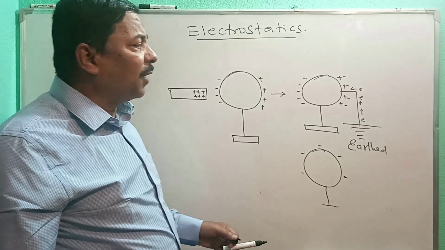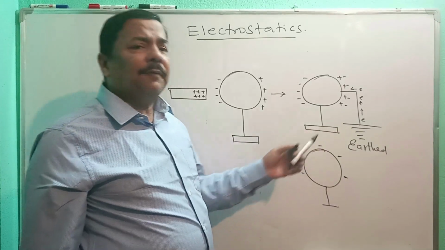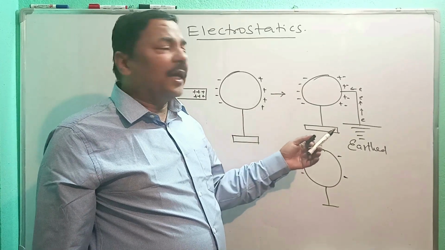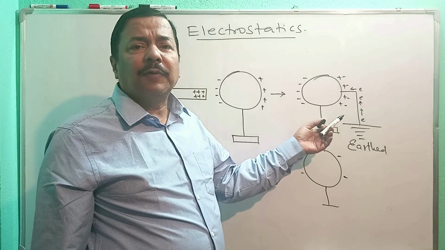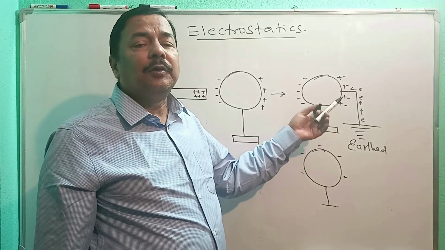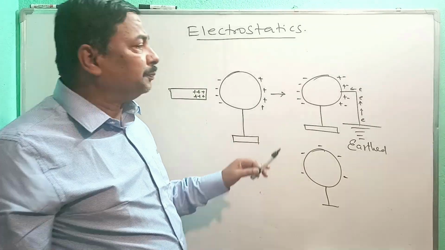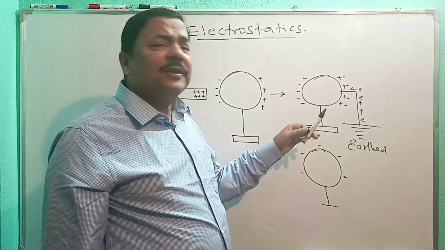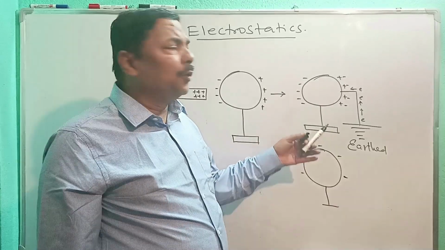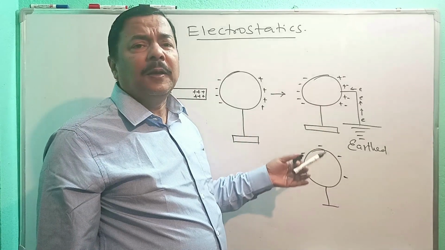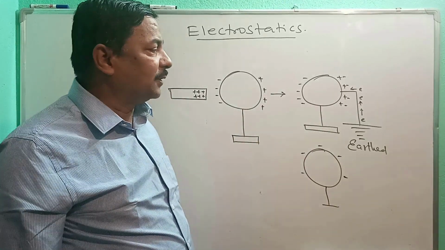In the process of earthing, earth is a very huge conductor which can accept an infinite number of electrons. At the same time, it can lose an infinite number of electrons, but it remains uncharged, because earth is a very huge conductor and a few electrons lost or gained make no difference in its charging.